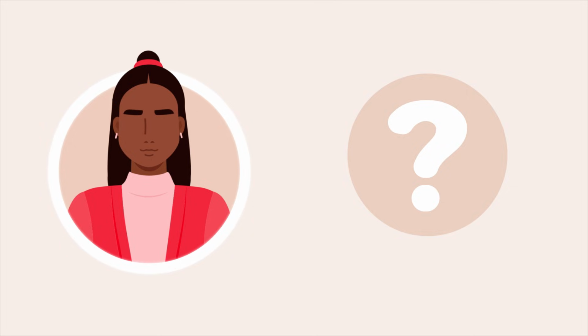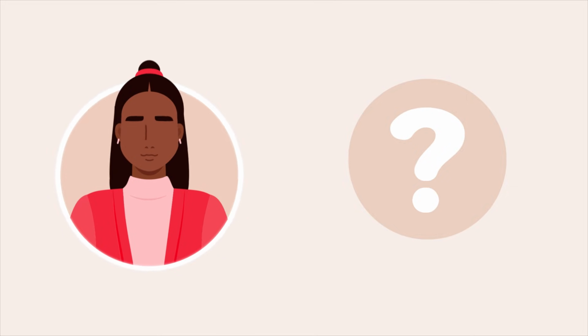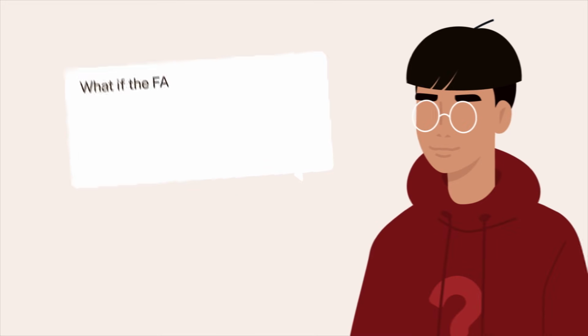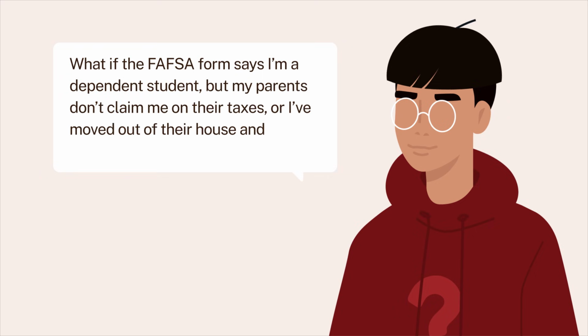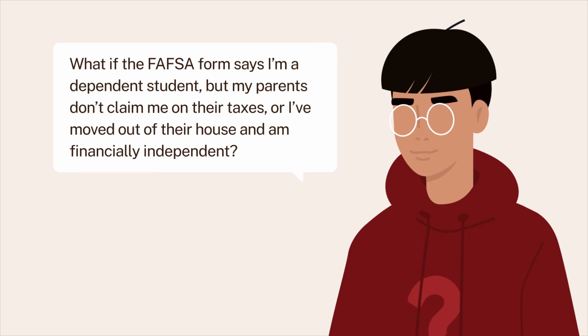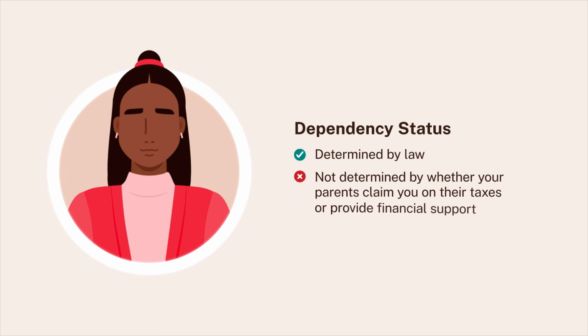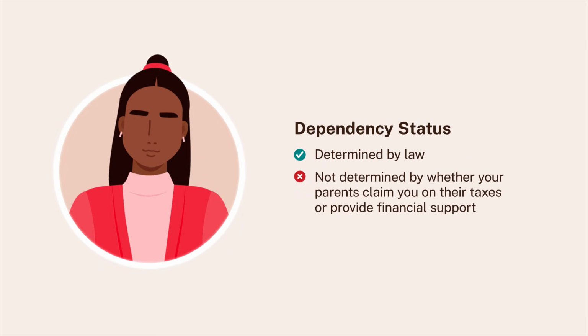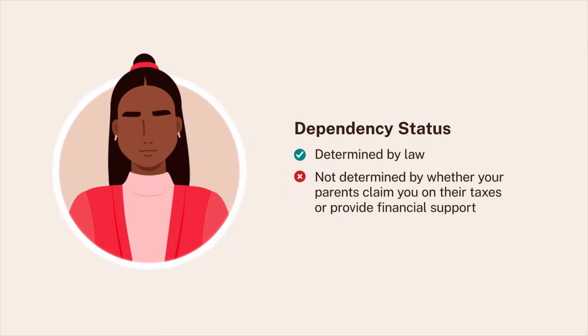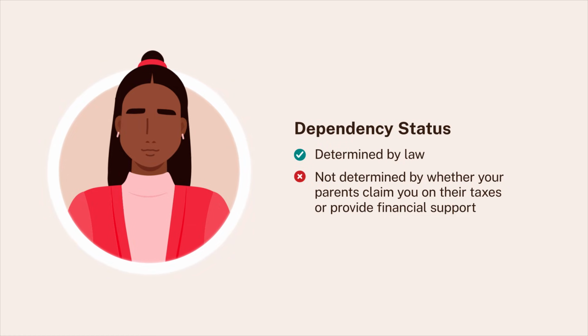Now let's explore some common questions people often ask about their dependency status. What if the FAFSA form says I'm a dependent student, but my parents don't claim me on their taxes, or I've moved out of their house and am financially independent? The criteria for being an independent student is determined by the law. Even if your parents don't claim you on their taxes or don't provide financial support, you can still be considered a dependent student on the FAFSA form.